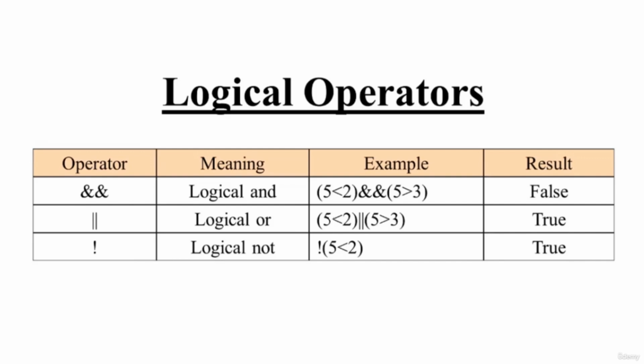But if you are okay with any one of the conditions being satisfied, then you can go for the OR operator. But if you want to just reverse the condition, that is if you want to make true to false and false to true, we can go for the logical NOT operator, which is a unary logical operator. So let's see practically how we can start working with the logical operators now.